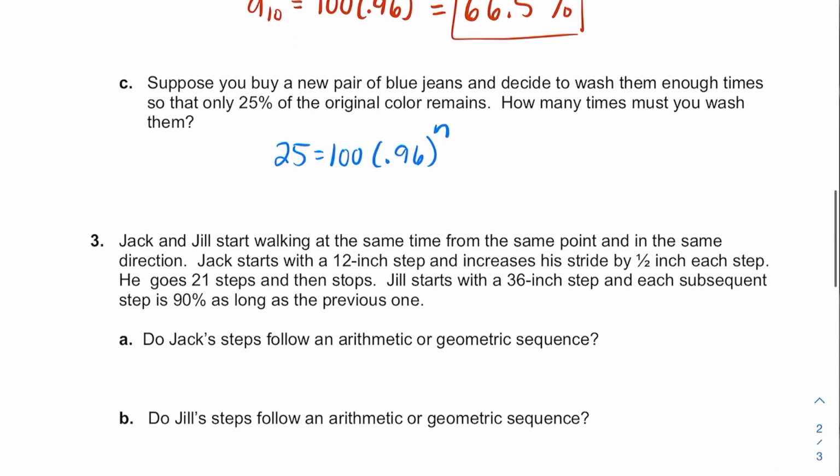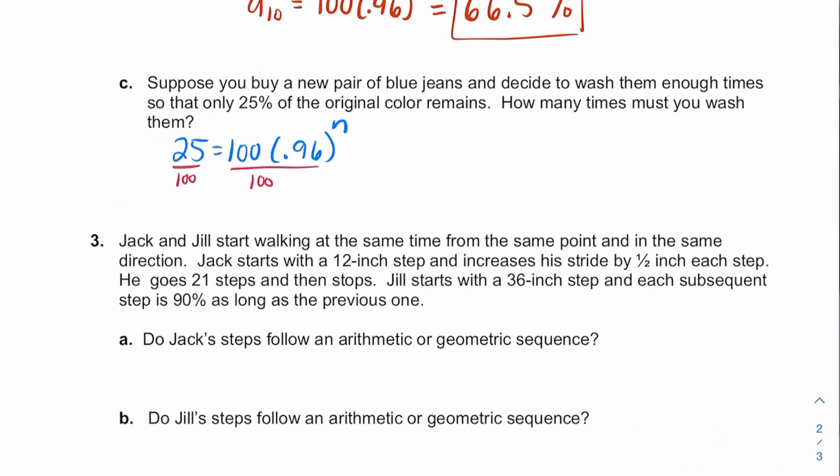So at this point, let's go ahead and divide by 100. I'm going to move this over, and I'm going to go ahead and turn it into a decimal. That makes this 0.25 is equal to 0.96 raised to the n power. Now remember, two ways to get a variable out of an exponent: we either can get a common base, which is not possible here, or we take the log of both sides. So I'm going to take the ln of both sides. That means the ln of 0.25 is equal to the ln of 0.96 to the n power.